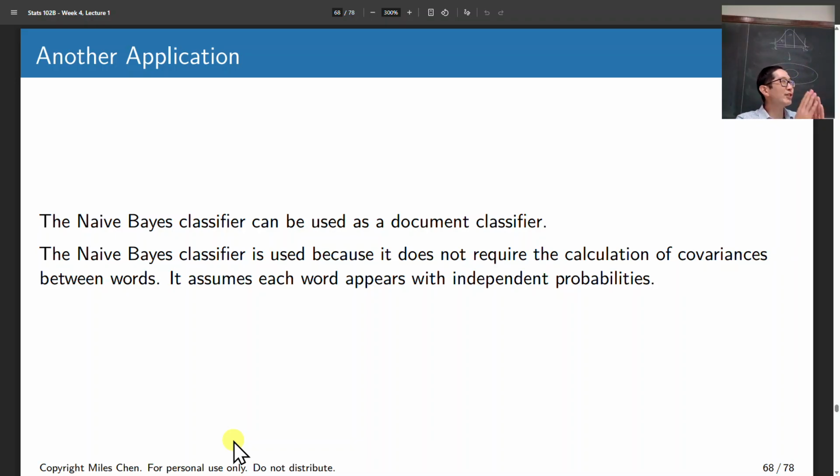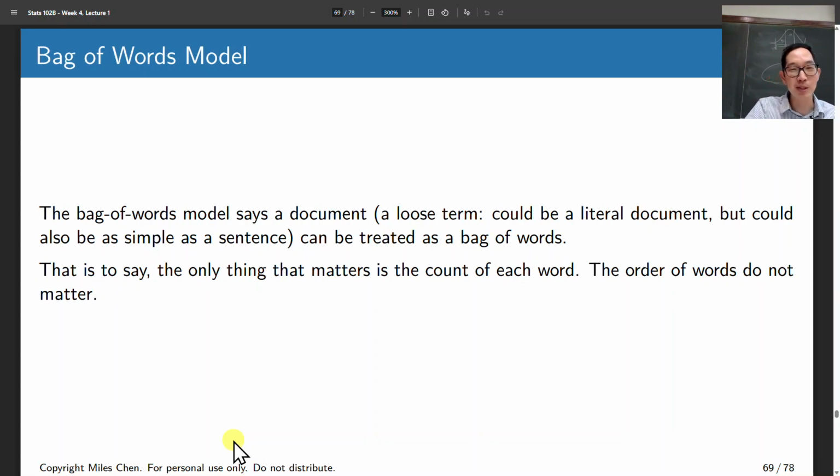Okay, trying to figure out the covariance between every possible pair of words. If you have 50,000 words, what's 50,000 squared? It's a big number. You have a whole bunch of covariances to calculate. Most of them are going to be 0 or close to 0. Some of them won't be. The naive assumption says, you know what, don't bother calculating any of them. Just assume all of them are 0 and make your life easy. And that's why we're going to use the naive Bayes classifier.